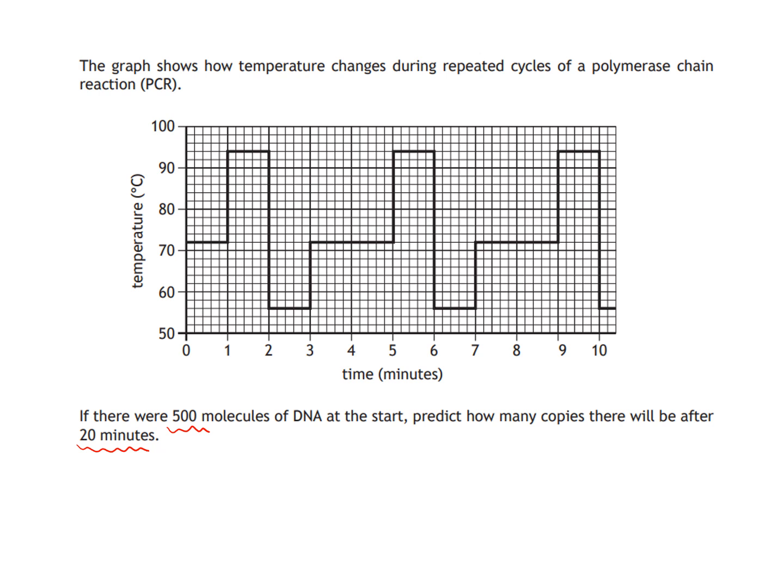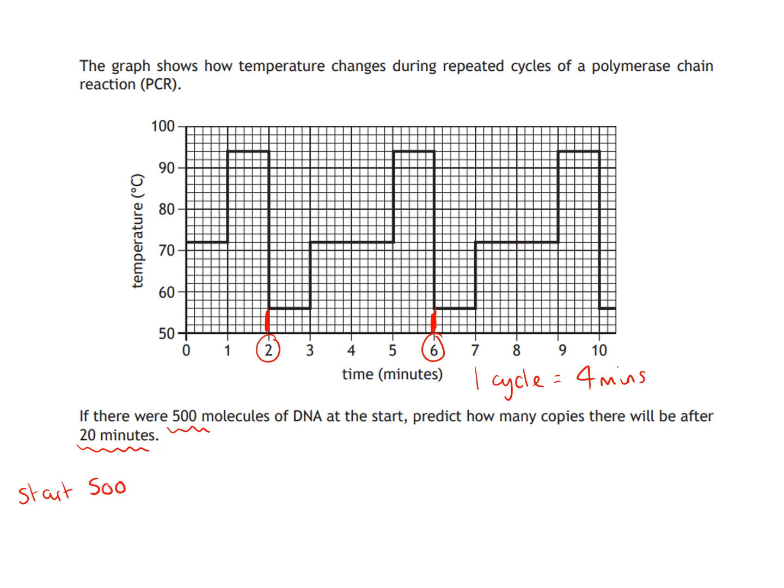Now, if we look at the graph, we can see that we have this repeated cycle of heating and cooling. And what we're trying to work out is where is the pattern starting to repeat itself. That's going to allow us to work out how long is one cycle of PCR. And I always find it easiest to look for the double drop. So there's my first drop, there's my second drop. That is where the cycle starts to repeat. So 2 to 6 minutes, one cycle is 4 minutes. And it's telling us that we start with 500 copies of DNA.